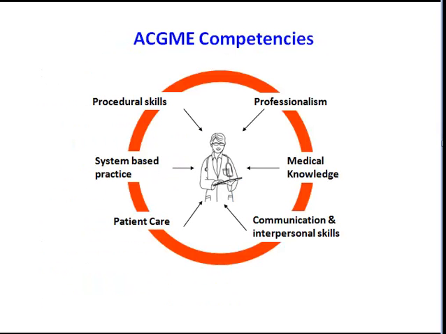These are the 6 competencies defined by the American Board of Accreditation. These are the 6 competencies on which most of the education in the US is based. These are procedural skills, system-based practice. You see, medical knowledge is just one part. The rest are all skills: professionalism, system-based practice, patient care, and communication and interpersonal skills.